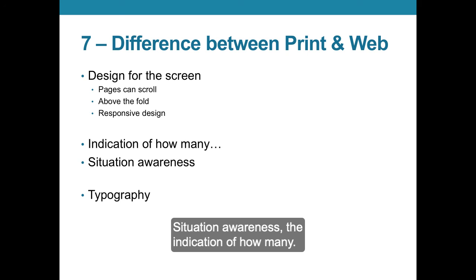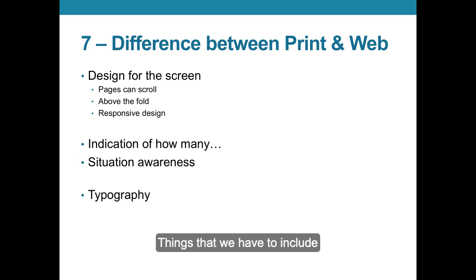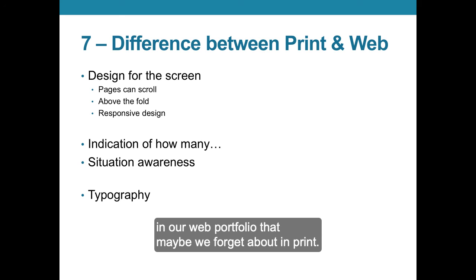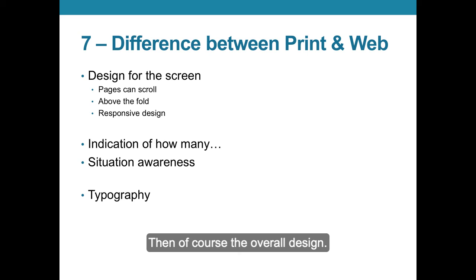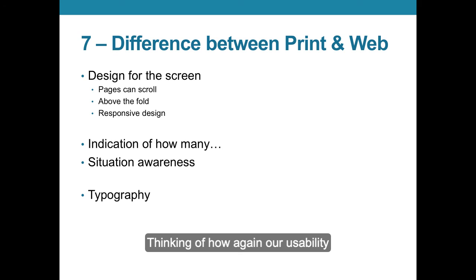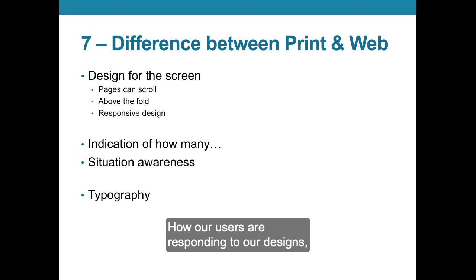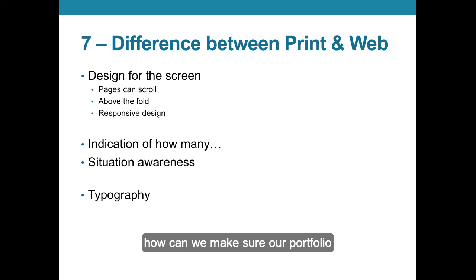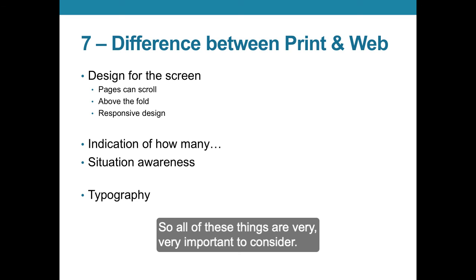Situation awareness, the indication of how many things that we have to include in our web portfolio that maybe we forget about in print. And then, of course, the overall design, designing for a screen rather than a printed page. Thinking of how, again, our usability is such a big key in this, how our users are responding to our designs, and if they're going to view it on a mobile platform, how can we make sure our portfolio is going to look good? Because I can guarantee you, if someone pulls up your portfolio on their phone and it looks like crap, they're going to say, nope, and this person's out. And you're done. So all of these things are very, very important to consider.